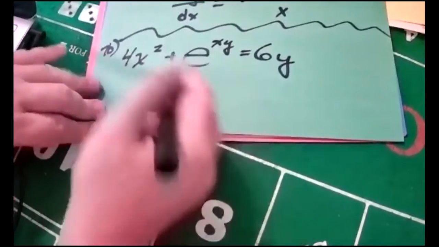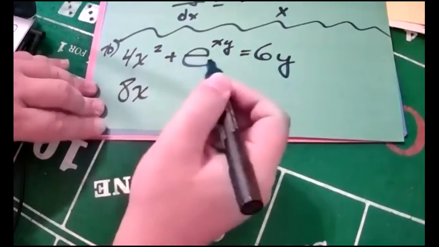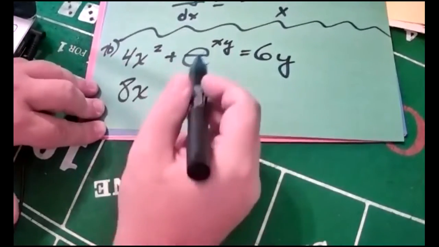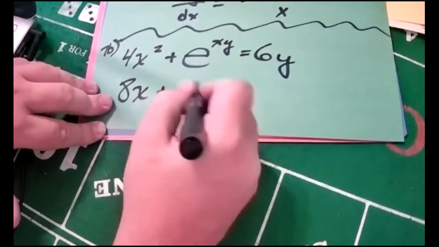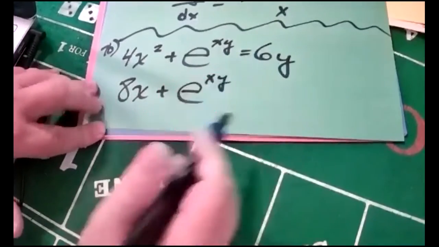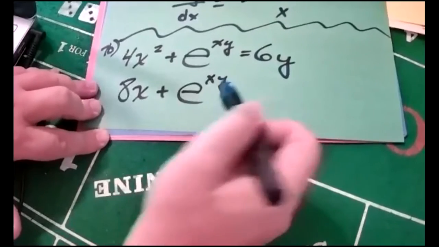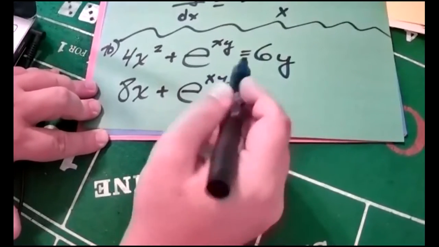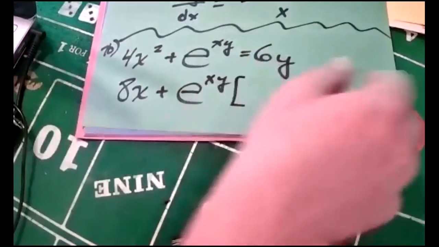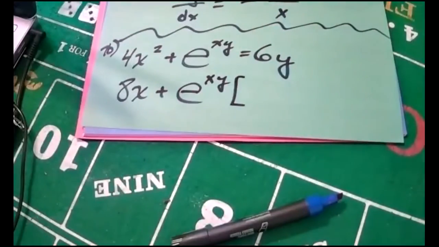The first one is 4x squared. The derivative will be 8x. And now, again, here we are with Euler's number, e to the xy. The derivative of e to the xy is e to the xy, and that's the easiest derivative there is. So now we say, what's the derivative of what's inside? The derivative of xy. We did figure that out already, didn't we? In fact, that was one of the first things we did. Let's take a look through our notes and see if we can find that.